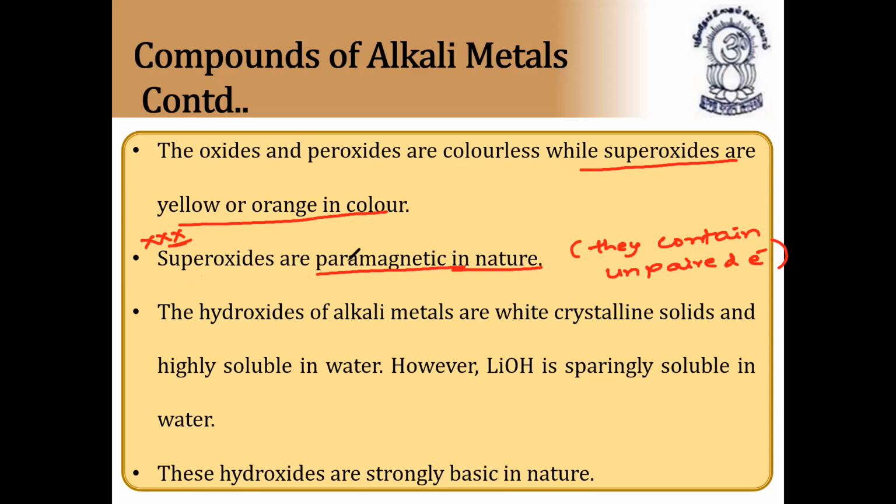So superoxides are paramagnetic and colored. The oxides and peroxides are colorless, while superoxides are yellow or orange in color. So potassium superoxide is yellow or orange in color, and rubidium superoxide and cesium superoxide are also the same.